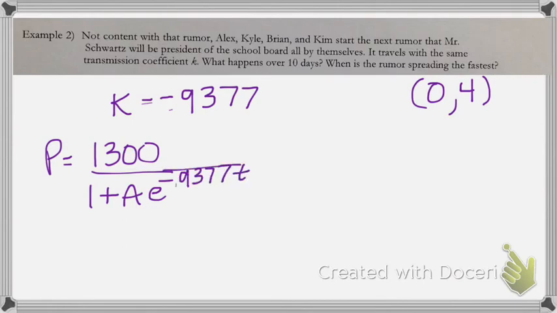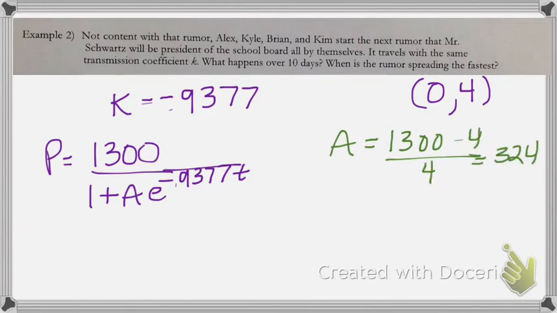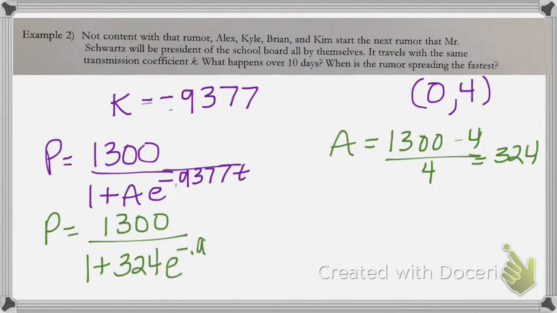But because it starts off at 4, that means that A is 1300 minus 4 over 4, and you get 324. So when we have our equation, our A is a different value. To figure out what's happening at the 10th day, you just plug in the 10. So when T equals 10, you get 1265, which doesn't change much.